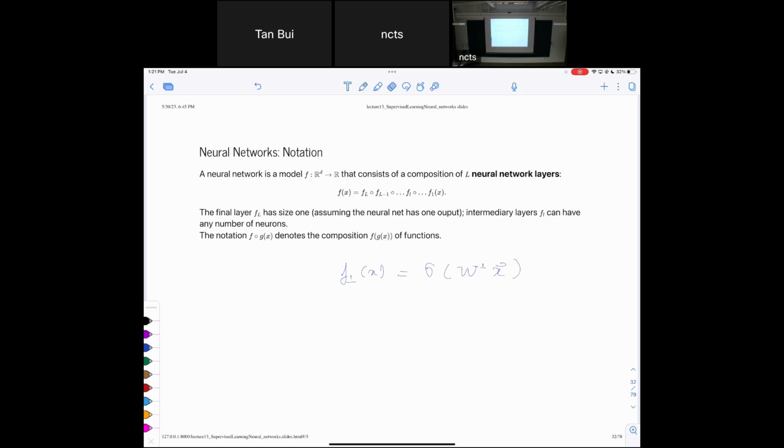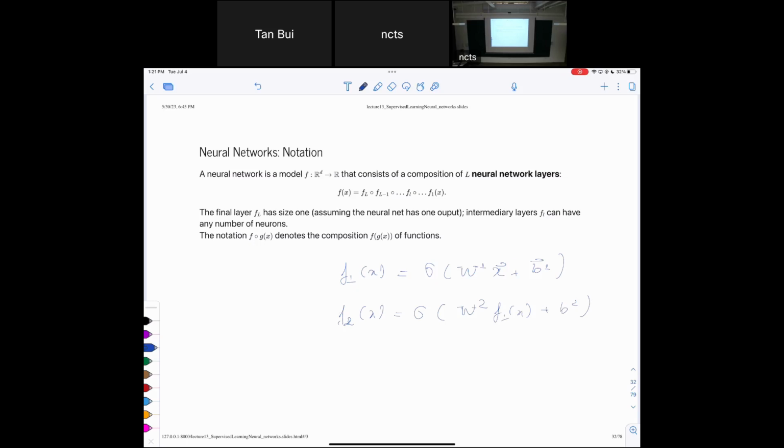Okay, you can add a bias here. It doesn't matter. To be general, you add a bias vector here as well. Then F2(x) is equal to sigma of W2 times F1(x) plus B2, and so on and so forth.